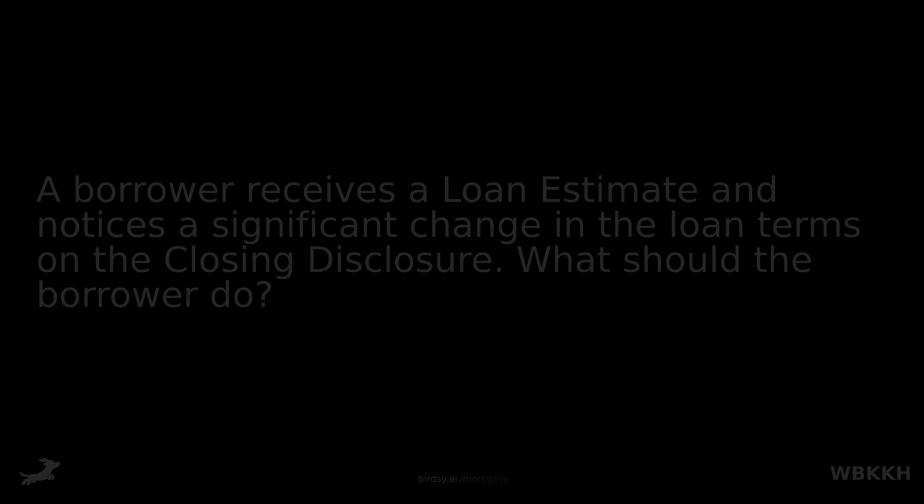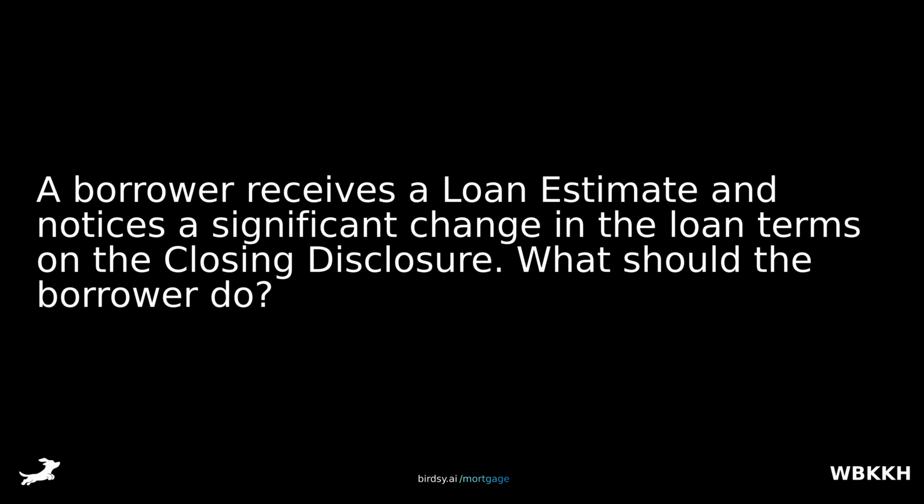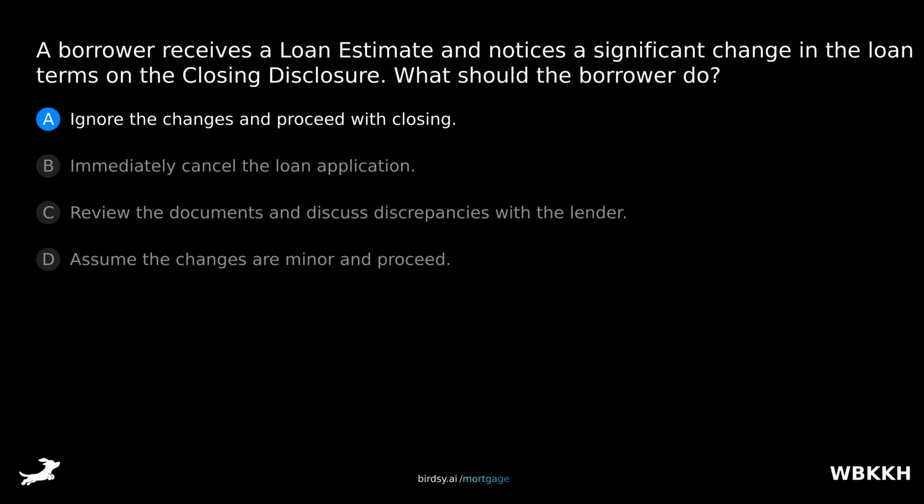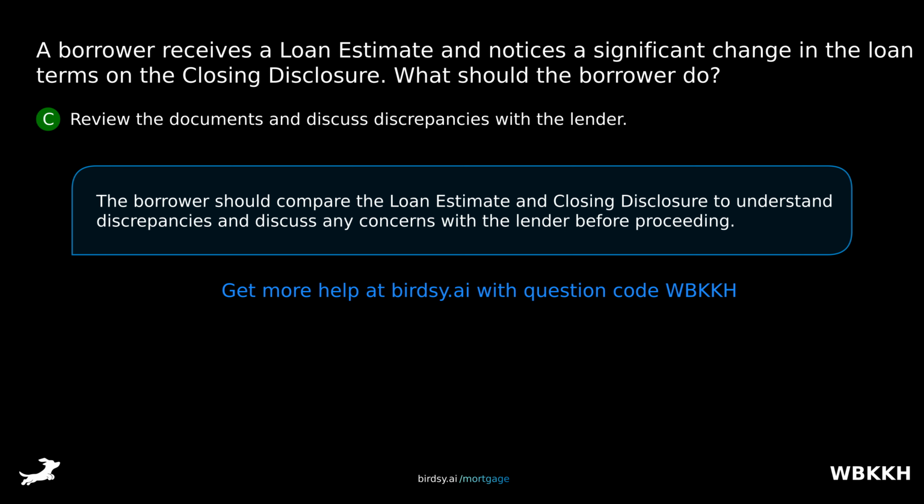A borrower receives a loan estimate and notices a significant change in the loan terms on the closing disclosure. What should the borrower do? Is it A, ignore the changes and proceed with closing, B, immediately cancel the loan application, C, review the documents and discuss discrepancies with the lender, or D, assume the changes are minor and proceed? The answer is C, review the documents and discuss discrepancies with the lender. The borrower should compare the loan estimate and closing disclosure to understand discrepancies and discuss any concerns with the lender before proceeding.